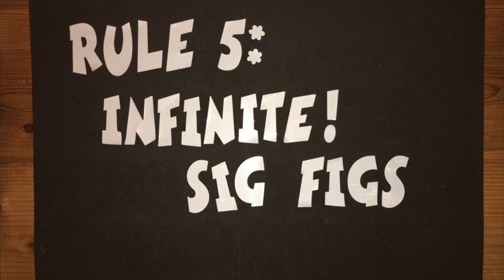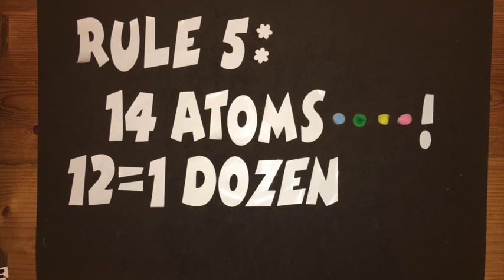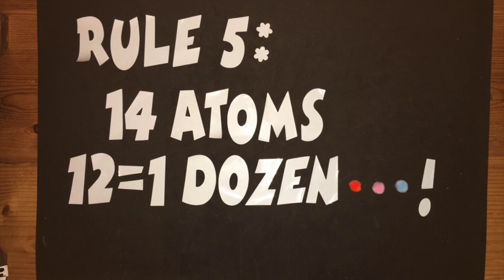Rule 5. Counting numbers and defined constants have an infinite number of significant figures. This means all our conversion factors have an infinite number of Sig Figs. Let's take a look at some examples. 14 atoms is a counting number, therefore it has an infinite number of Sig Figs. 12 objects is equal to 1 dozen. This is a conversion factor, so it also has an infinite number of Sig Figs.